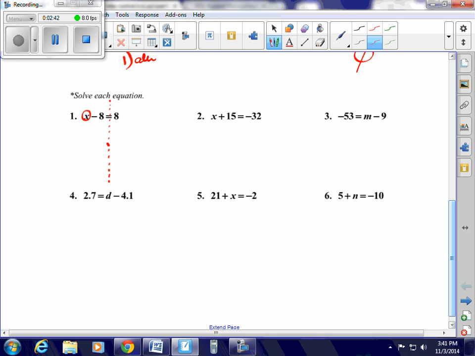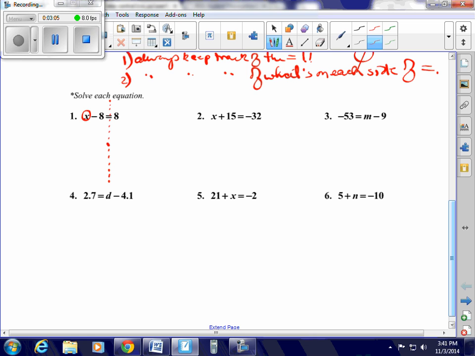Always keep track of the equal sign. Number 2, always keep track of what's on each side of the equal sign. You've heard this saying before, that whatever you do to one side of an equation, you have to do to the other side.